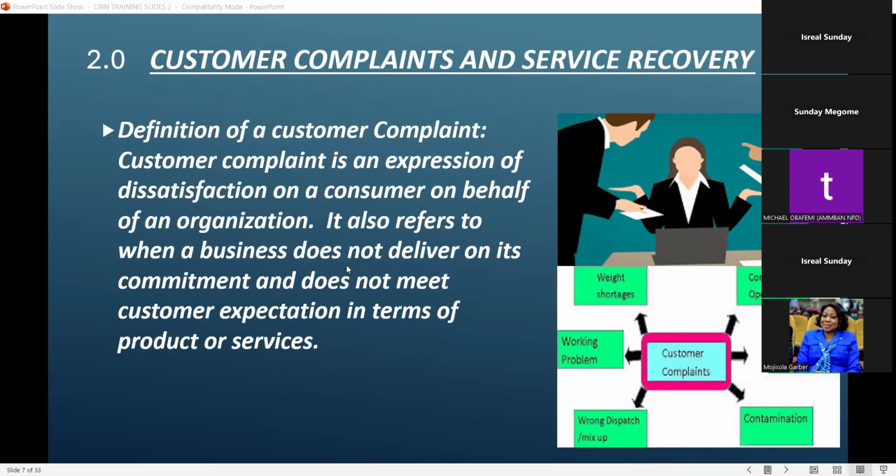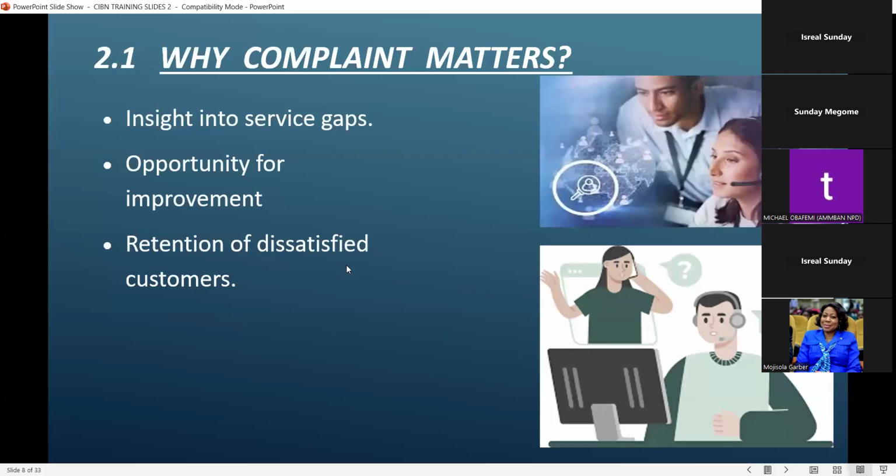One, insight into service gap. It's important because when a customer comes to complain, it will make you know that there's a gap somewhere. Remember that even the banks, the telecom industry, the oil and gas, they bring us solutions based on customers' complaints, based on customers' needs. When they bring a particular need or complaint, the organization will think, there's a gap. This is what we ought to have done. We didn't do it. They will not tell the customer. They will quickly look inward and tell their IT department to provide a solution.